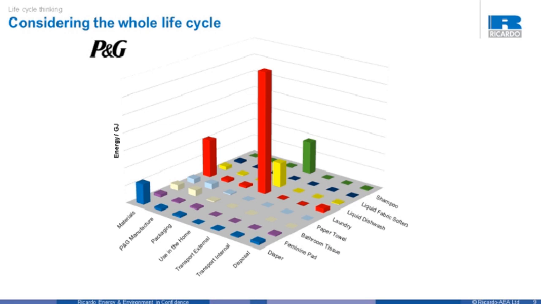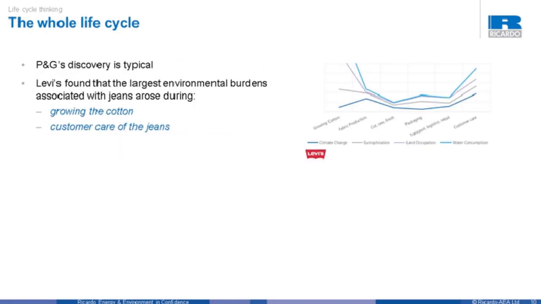Once the board understood this, they commissioned work to investigate low temperature washing powders, and that research led to new products which kept Procter & Gamble ahead of its competition for many years to come. What Procter & Gamble found, that the bulk of their environmental impact occurs during a life cycle stage that's not under their direct control, is typical.